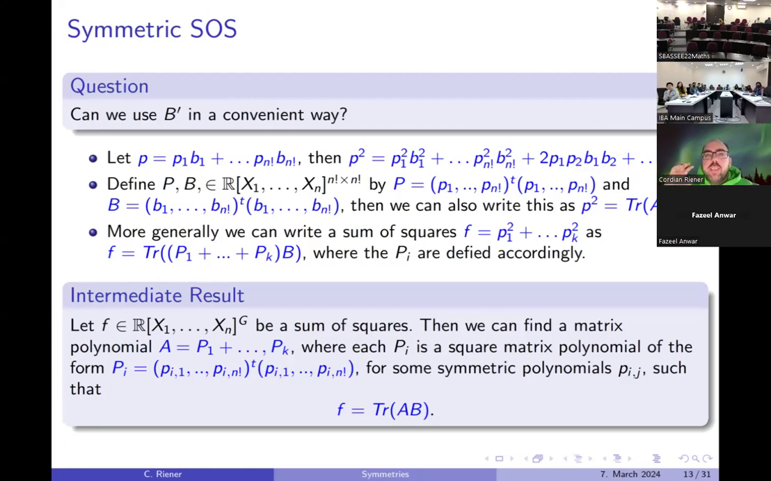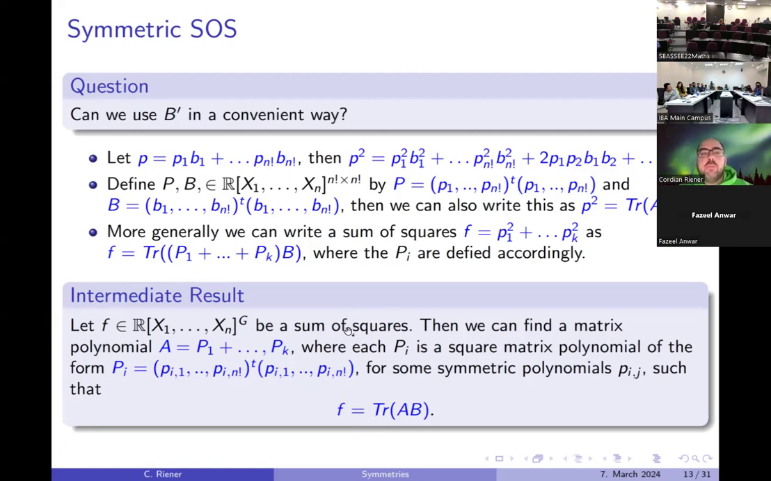The spaces I select beforehand. So for every polynomial, I can, of course, use the same basis B. I have already this matrix B at hand. So I want to find these polynomial matrices P1 to Pk, which have to be square matrices. So they have to be squares of these polynomials for some symmetric polynomial, okay? Such that my polynomial F can be written as trace of, again, A times B.